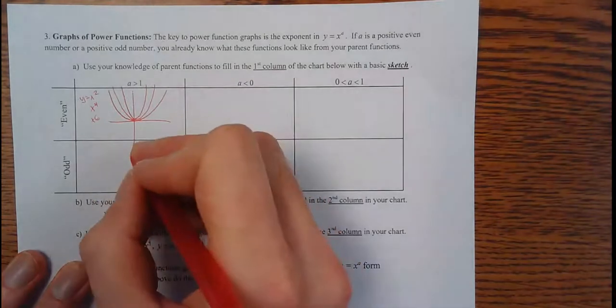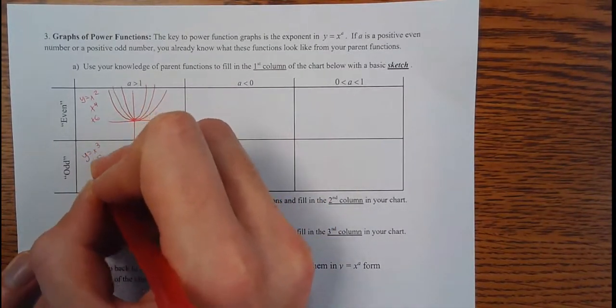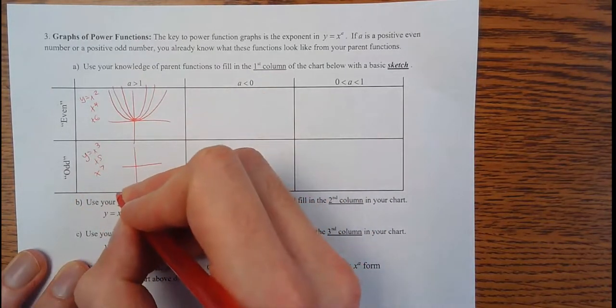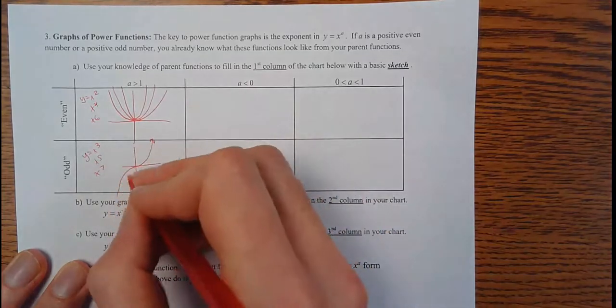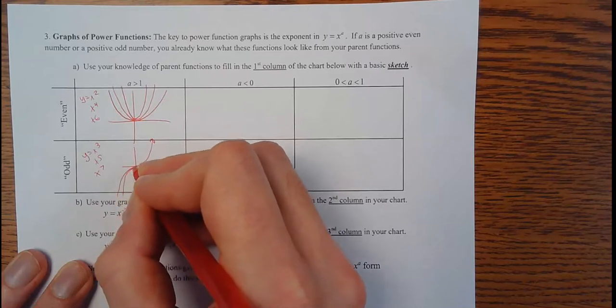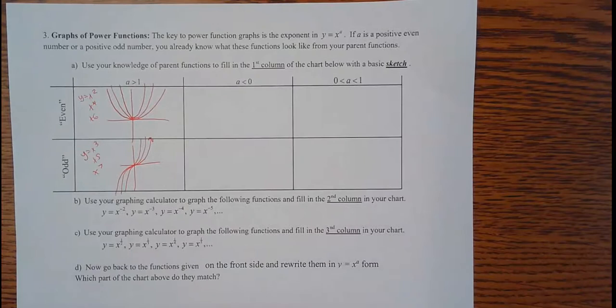Okay, and then if it's odd, like x cubed, x to the 5th, x to the 7th, it kind of has this shape. So x cubed kind of goes like this. If it is x to the 5th, it's going to have bigger numbers faster, so it's going to be a little bit skinnier. And x to the 7th, just like that. And if you don't trust me on these, you can always put them into a graphing calculator and check it out.